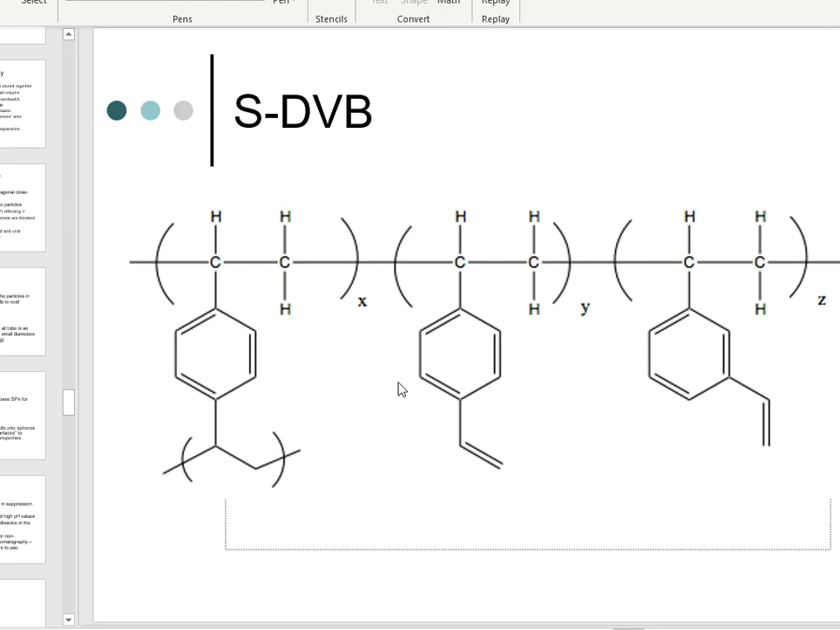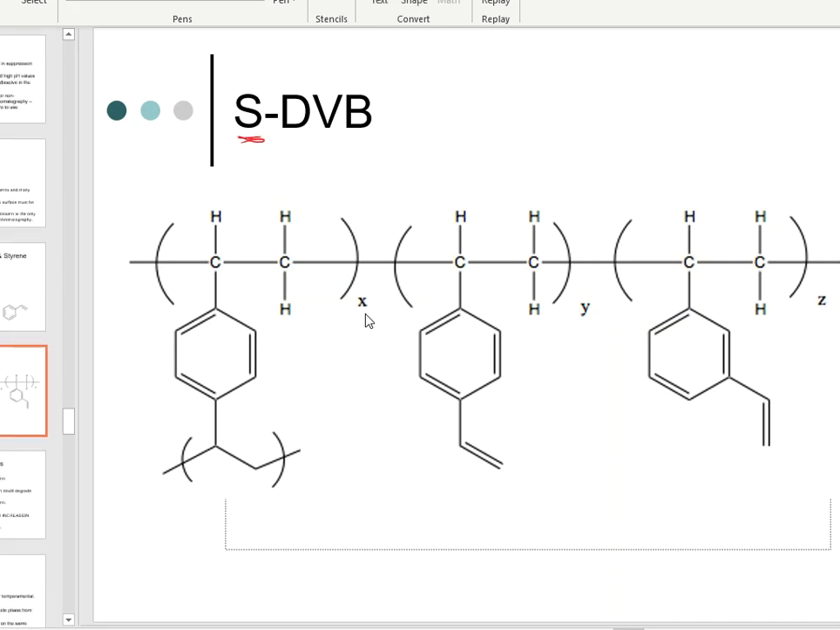And this artistic ability is a little bit better than mine, okay? So what you're seeing here on the screen is a combination of the S and the DVB structure on the PowerPoint slide. So here you're basically seeing a carbon backbone, right? Carbon, carbon, carbon, carbon, carbon, carbon, all the way through. So this is kind of our railroad track right there.